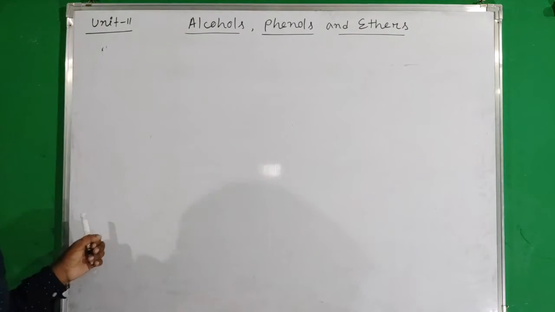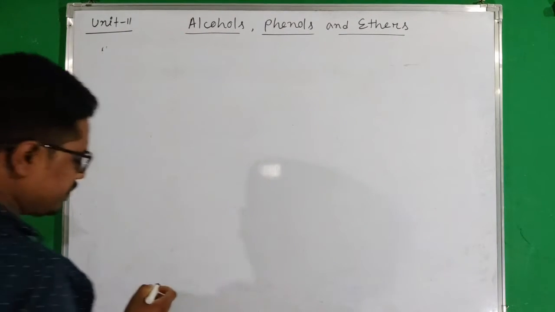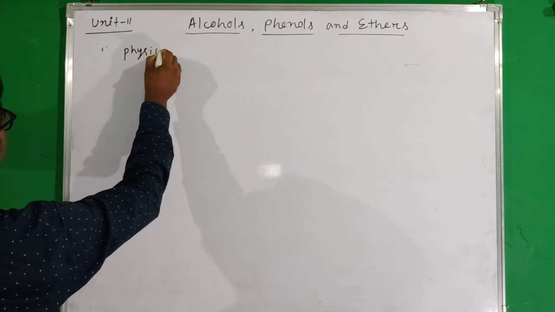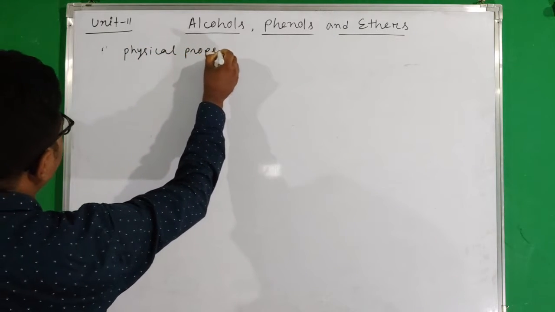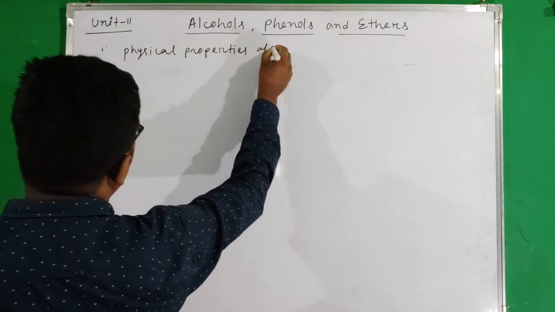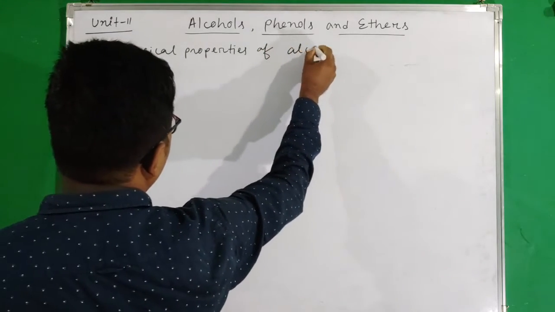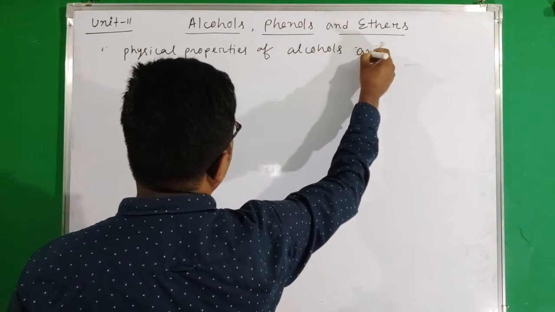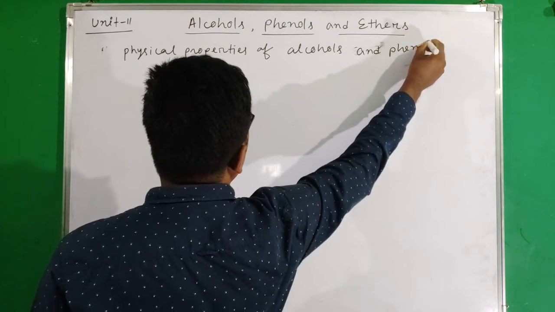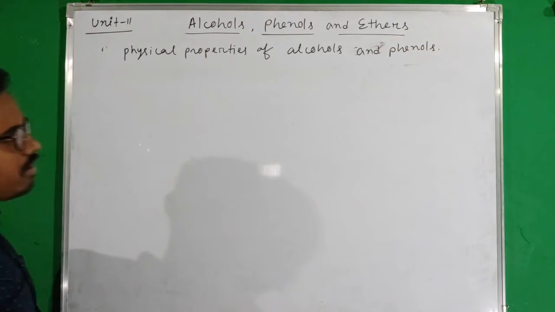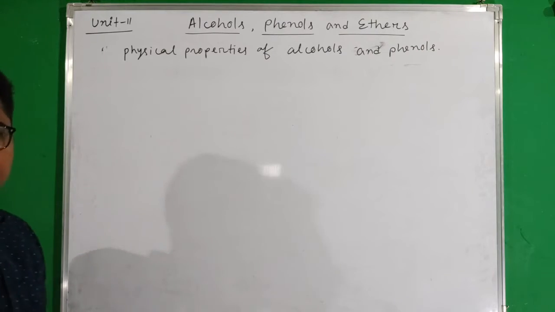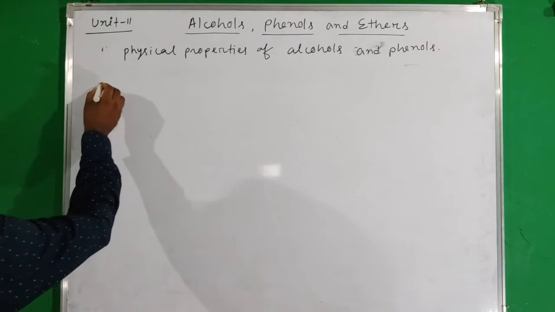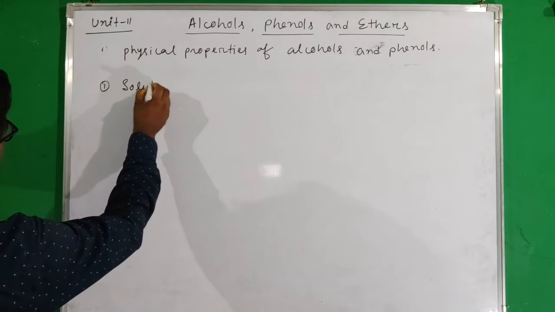Now we will discuss physical properties of alcohols and phenols. Okay. So when we will study physical properties, then the first property is number 1, solubility.